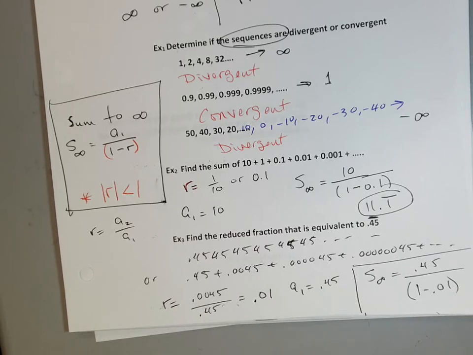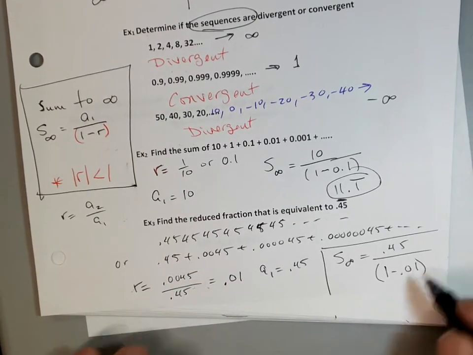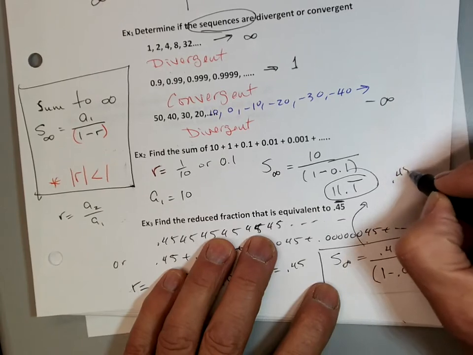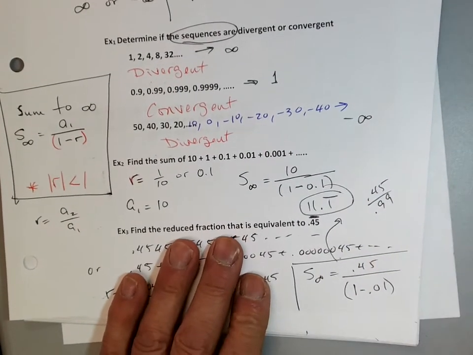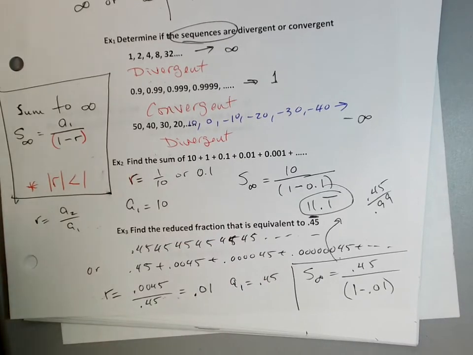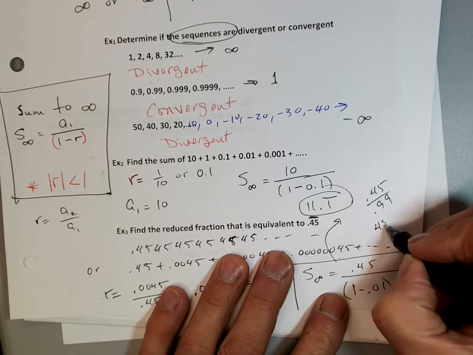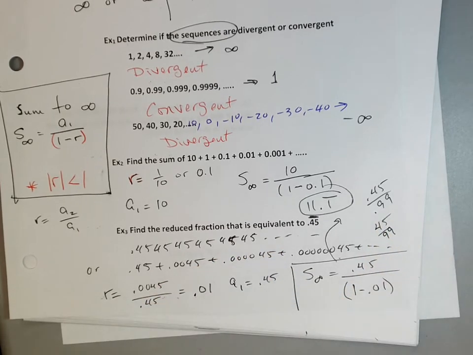Oh wait, isn't there another way to do this? Yeah, because I want a fraction, right? I'm running a little out of room. Can I squeeze this up here? I should have written smaller. So that's the same thing as 0.45 divided by 0.99. Isn't that 0.99? Which is 45/99. Because I want a fraction, right? That's a fraction, but that'll reduce, right?